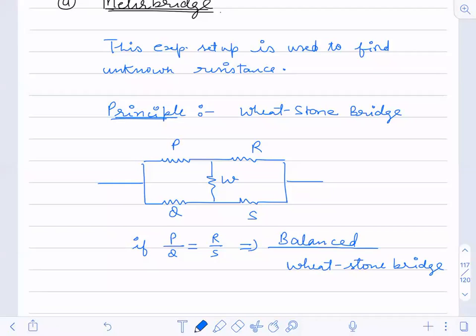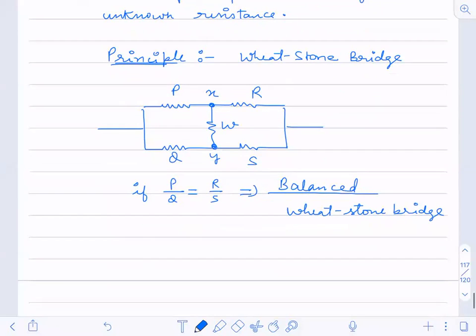Fine. And if it is a balanced Wheatstone bridge, so this X and Y, what is the relation between the potential of X and the potential of Y? Which one is greater and which one is smaller? Is Vx greater than Vy or Vy greater than Vx? I got only one answer.